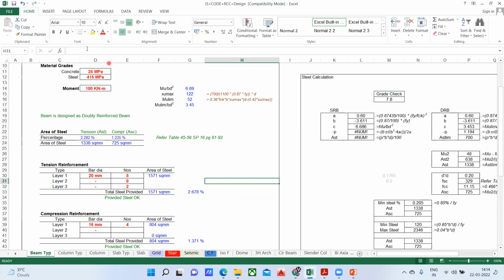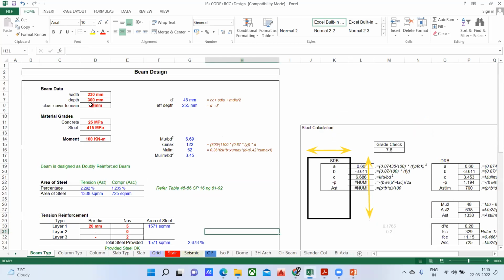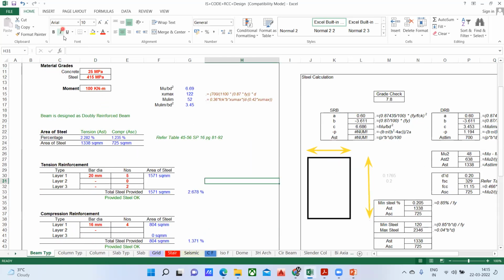That means practically, according to the calculation, my steel is okay on my paper. But practically, you think whether it is feasible to provide this. Now, what is the breadth of this? It is 230 mm, and what is the depth? We have taken 300 mm. Okay, good. Now write it here. So this is 230 and this is 300, right? Now just imagine, is it possible practically in a width of 230 mm to accommodate 20 diameter bars? Practically it is not possible.